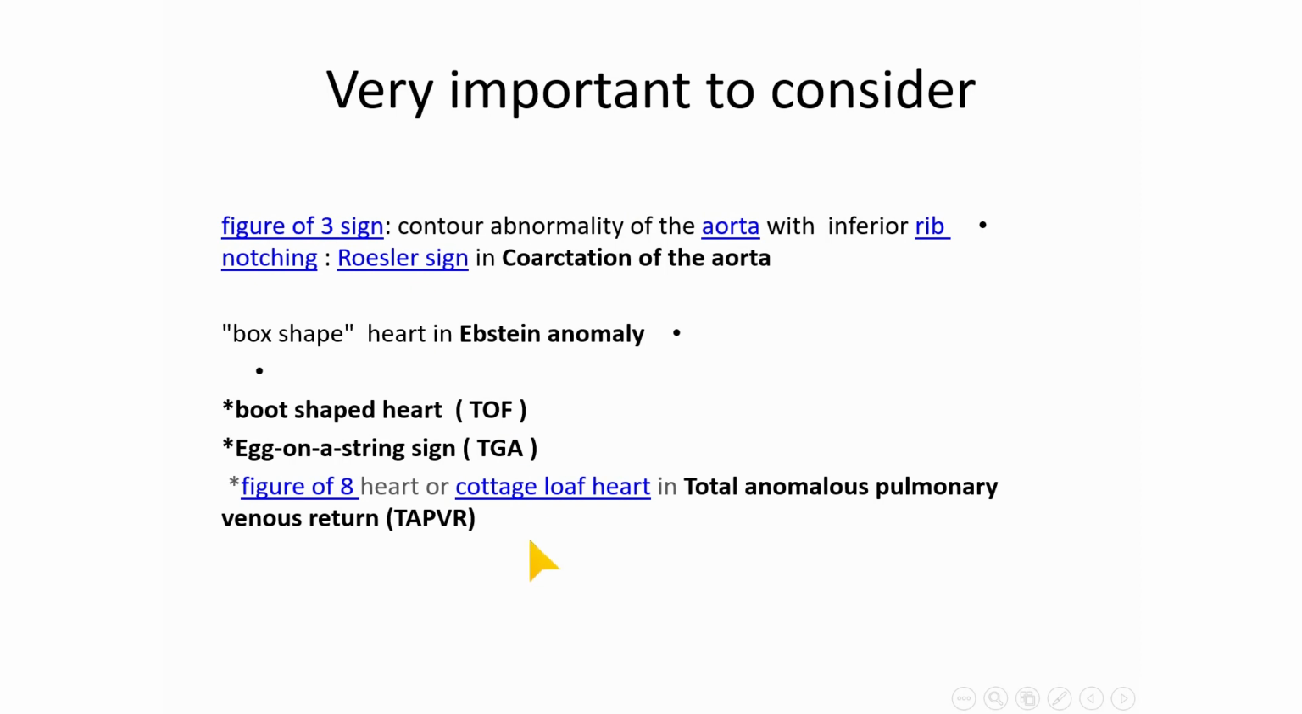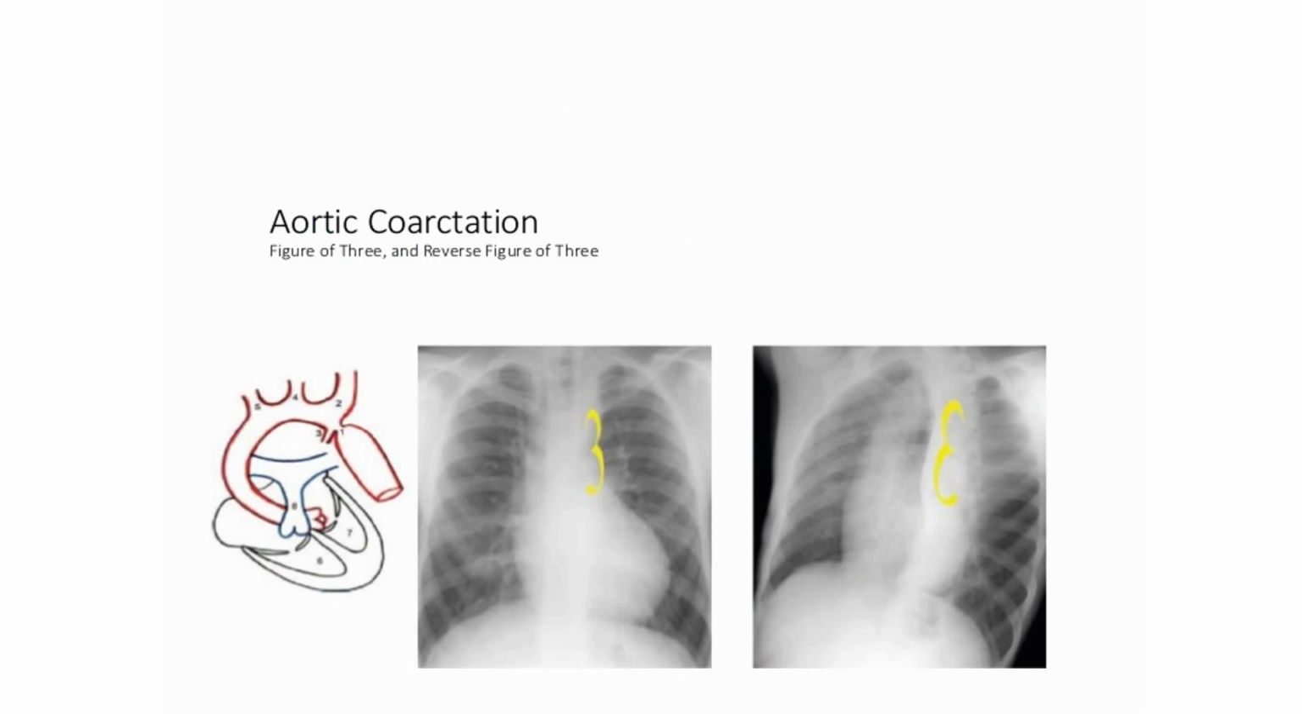The last topic we will talk about is very important to consider. We have signs to be seen in congenital heart disease, and every sign has its own disease. For example, we have the figure of 3 sign seen in coarctation of the aorta. This is because of a change in the contour of the aortic arch, with rib notching, which causes the Roesler sign. So it will cause a reverse 3 sign. This is the 3 sign, the figure of 3, and the reverse figure of 3. This is seen in aortic coarctation. After the aortic arch, after giving off the main vessels, it will cause notching of the aorta. So it will cause the figure of 3 and reverse 3 sign.